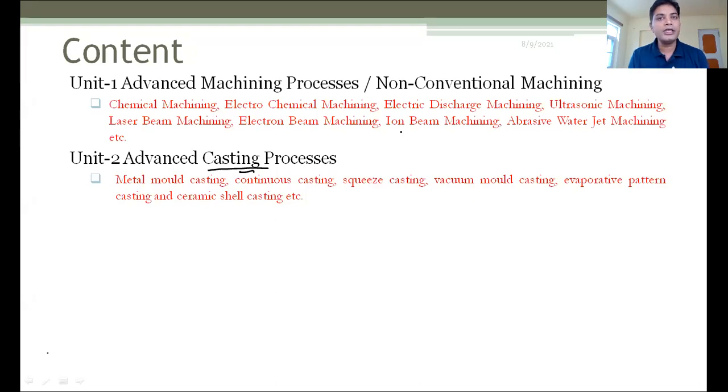So in casting, you started with the different types of elements. First, we can say that there is a pouring basin.